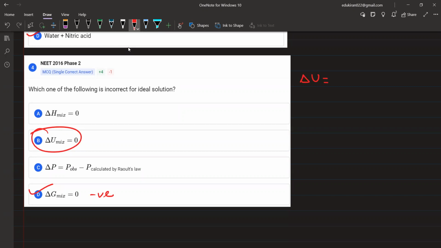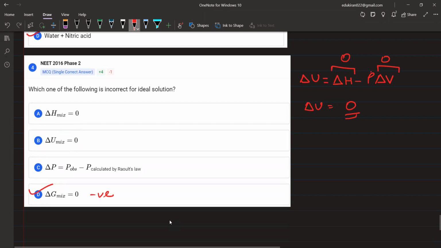डेल्टा एच और पी डेल्टा वी के केस में, ओहो व्हाट हैपेंड? डेल्टा यू इज इक्वल टू डेल्टा एच माइनस पी डेल्टा वी भी होता है ना, डेल्टा एच माइनस पी डेल्टा वी। डेल्टा एच क्या होता है आइडियल के लिए? जीरो। डेल्टा वी क्या होता है आइडियल के लिए? जीरो। तो डेल्टा यू क्या हो जाएगा आपके पास? जीरो माइनस जीरो, जीरो, है ना? जीरो इंटू पी विल बी ऑल्सो इक्वल टू जीरो, राइट? सो दिस विल बी ऑल्सो जीरो। ऑल ऑफ यू गॉट दिस? Yes or no, please tell me.